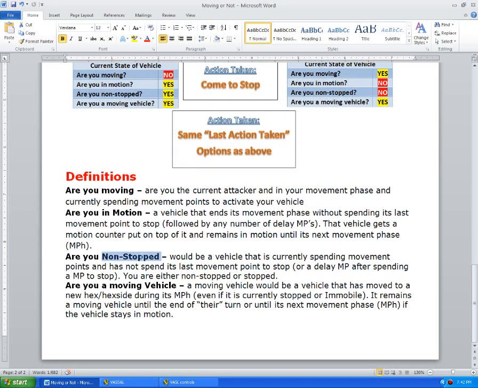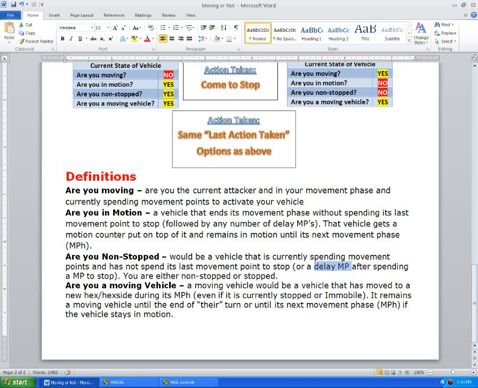Are you non-stopped? Basically, did you spend your last movement point, the last one you just spent, to stop the vehicle, or was it a delay movement point after spending a movement point to stop? If it was, then you are not non-stopped. If you spend any movement point other than a stop or a delay after a stop, then you are considered non-stopped. So starting a vehicle, starting it up, is a movement point that is not a stop movement point, and it's not a delay movement point after a stop movement point.